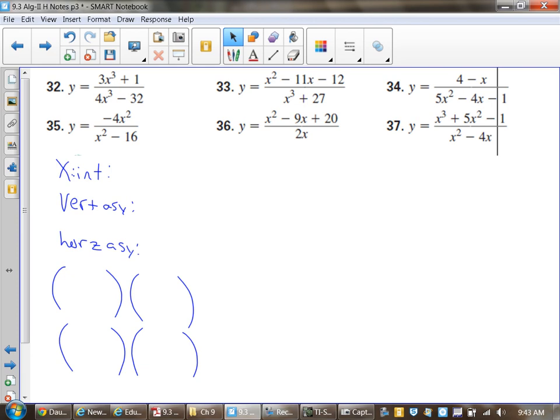What page is that on? 551, same page. This is graphing. Yeah, this is graphing. I'll get you some more graph paper, okay?